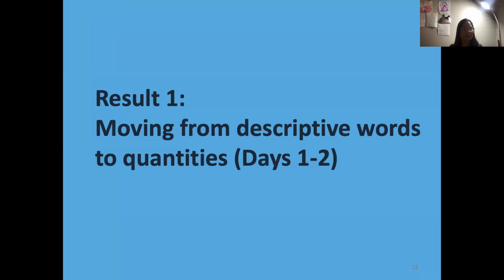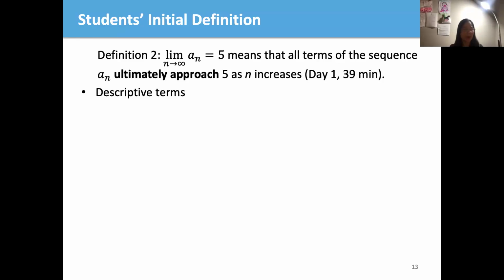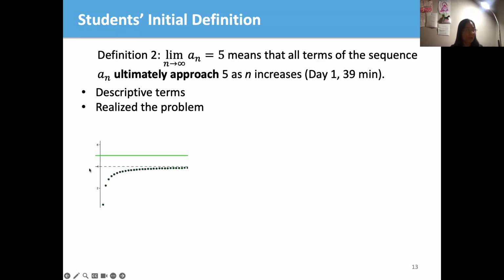The first observation was student definitions moving from descriptive words to quantities. I mentioned before that the students' initial definition uses descriptive terms, for example, "ultimately approach." Then students realize the problem because non-example 1, which has limit 4, actually has terms that ultimately approach 5. And for the reasons that we discussed, the dying sign graph, which was meant to be an example, is not an example. It is actually excluded from the definition.